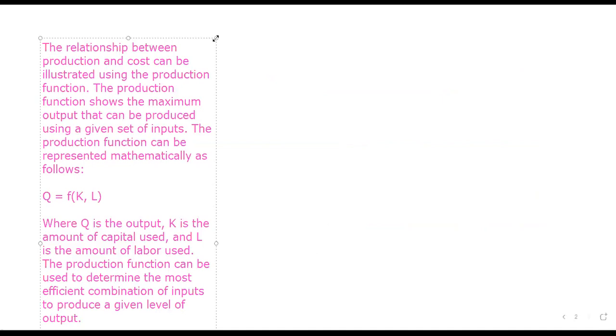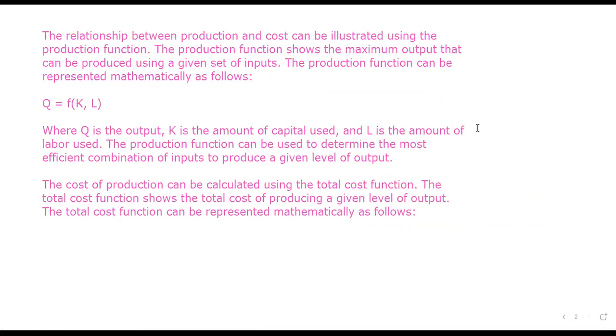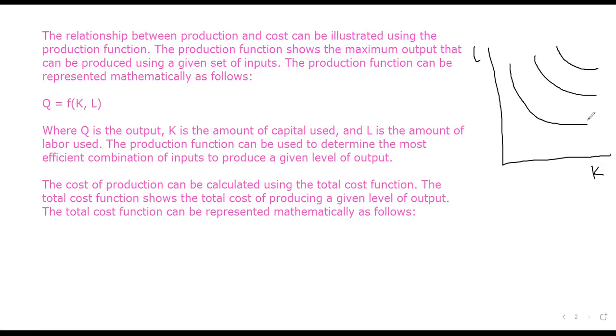We also have a relationship that exists between output and inputs. This relationship can be illustrated by what we call an isoquant, which joins points that offer the same outputs. Isoquant 1, isoquant 2, and isoquant 3. These are called isoquants.